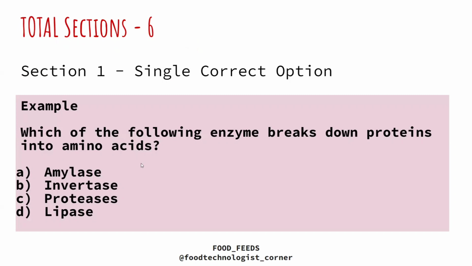Here, as you know, there will be 4 options, and one of the options will be right for the given question. For example, I have given: which of the following enzymes breaks down protein into amino acids? Easily, that is proteases. Apart from that, amylase and invertase are related to carbohydrates and lipase is related to fat. So definitely the answer is option C. This is the MCQ with a single correct option.